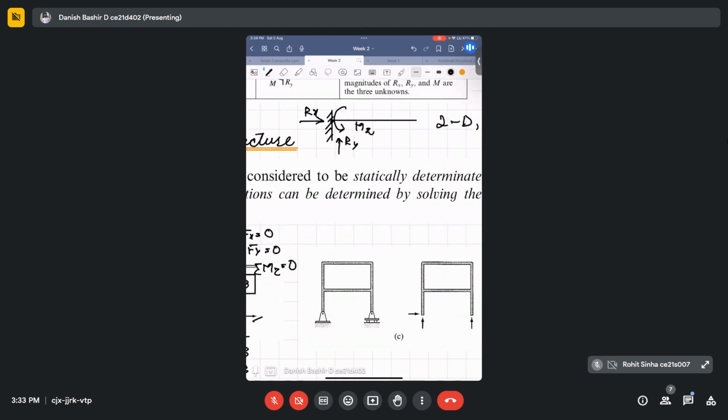In this portal frame also we have a roller support and a hinge support. At the hinge there can be only two reactions developed, one lateral and one vertical. On the roller there will be only one vertical. So the total number of reactions is 3, and the total number of equations we can write for this 2D structure is 3. So again it's a statically determinate structure.